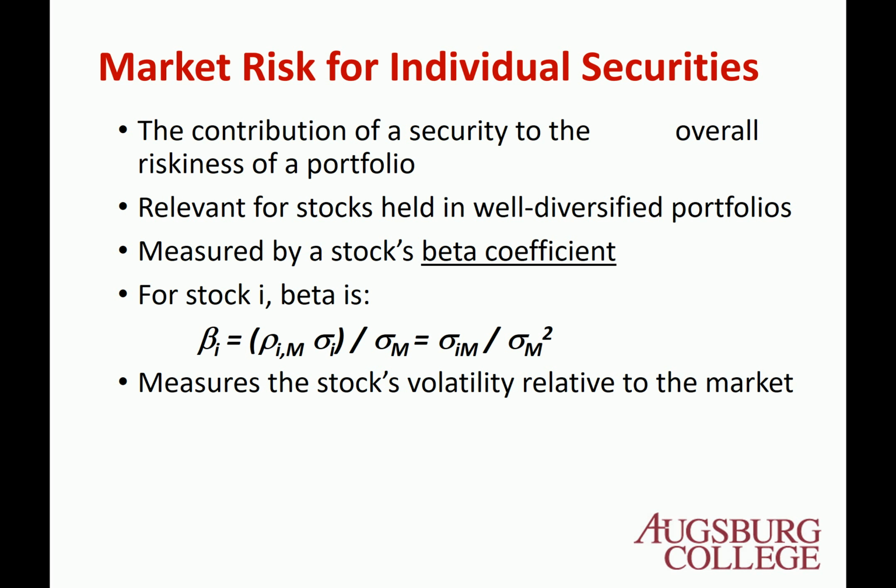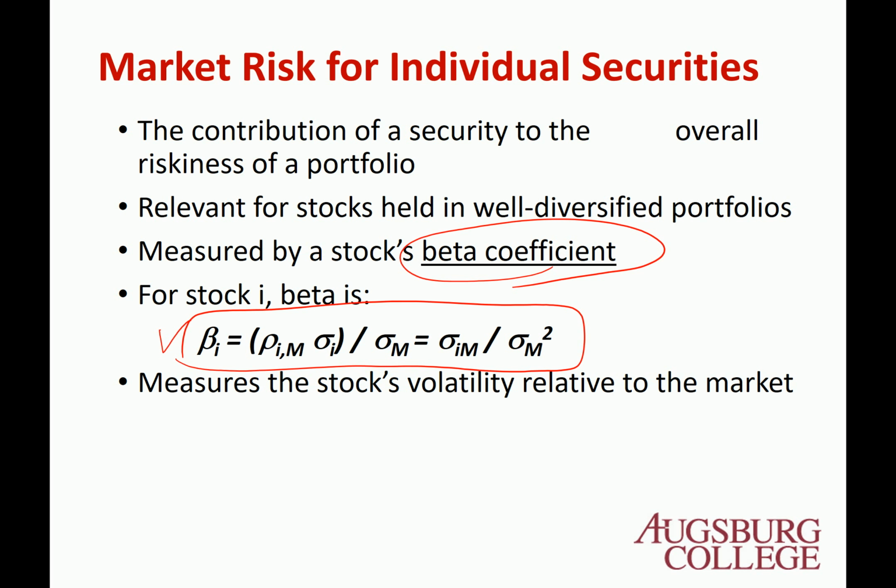So how do we find the level of the market risk? We can compare with the level of the risk in the market, which is called the beta coefficient. And beta coefficient can be calculated by the correlation coefficients and the covariance, which are other measures. And it basically measures the stock's volatility relative to the market.